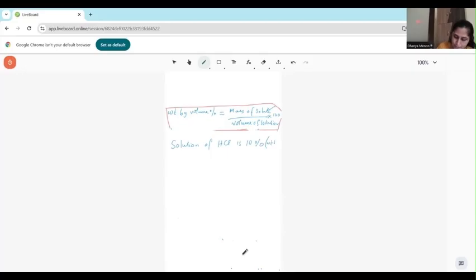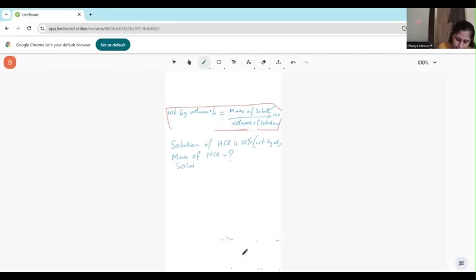Weight by weight is the mass of the solute by the mass of the solution times 100, right? So what you have to find is the mass of the HCl. They have asked us to find the mass of the solute, HCl, present in 100 ml of solution. Mass of the HCl in 100 ml of the solution.